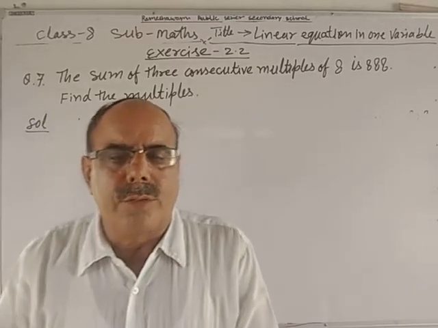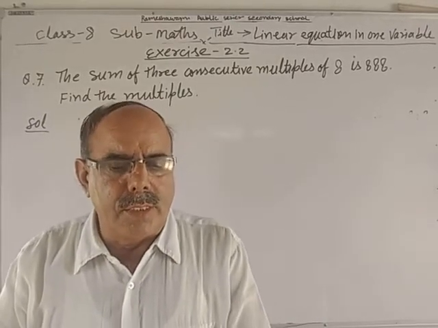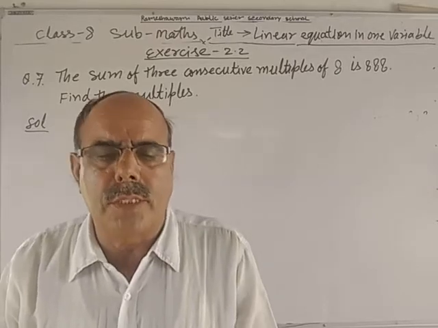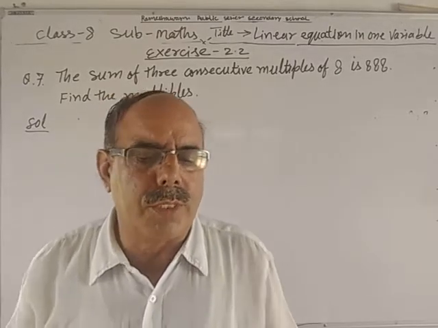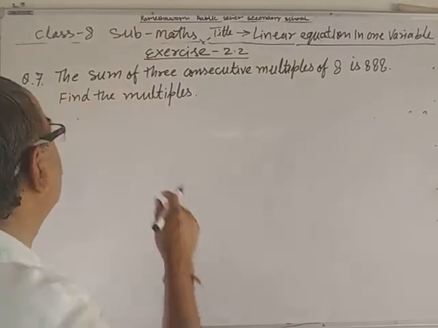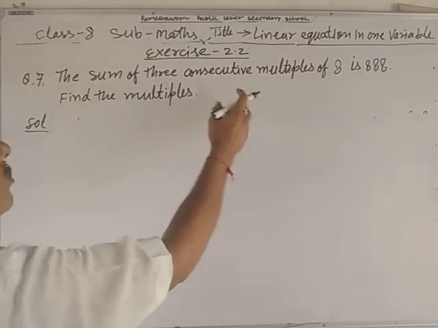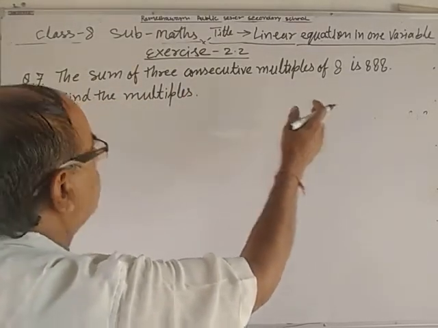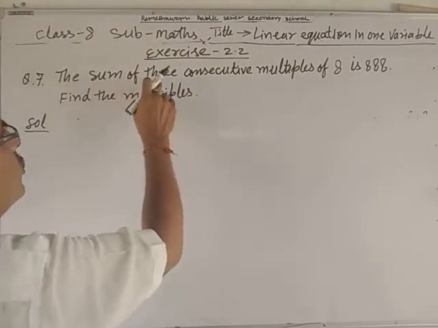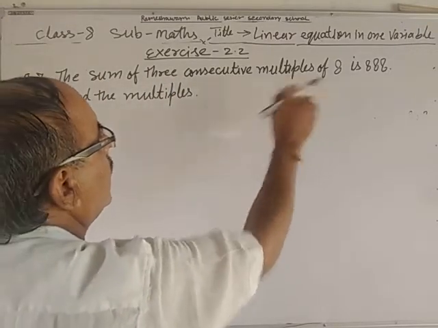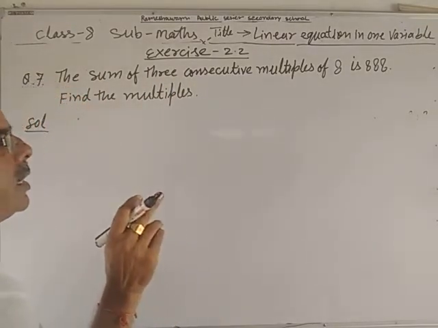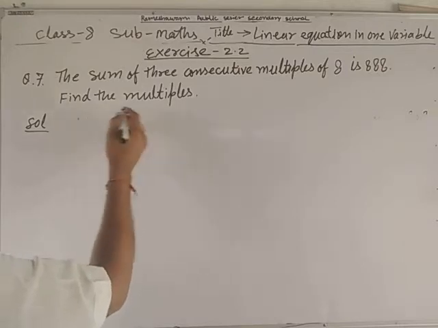Good morning, students. The lesson is Linear Equations in One Variable, exercise 2.2, question number 7. The sum of three consecutive multiples of 8 is 888. Find the multiples.